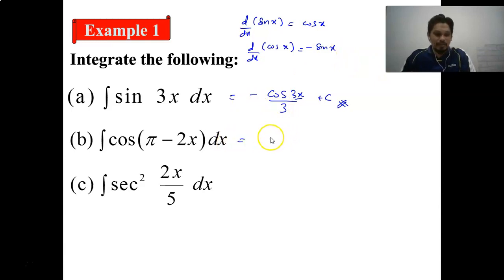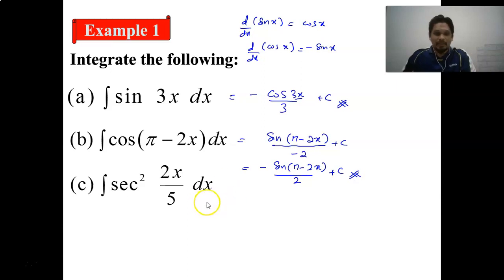Integral of cos of pi minus 2x. The integral of cos gives you sine, divided by the derivative of pi minus 2x. Pi is a number, a constant, and differentiate negative 2x equals negative 2. So it is negative sine of pi minus 2x divided by 2, plus c.